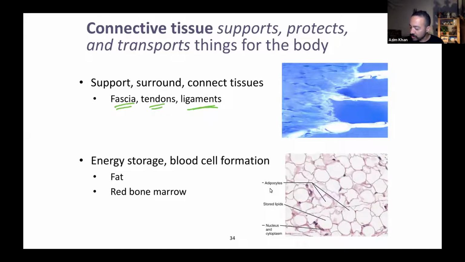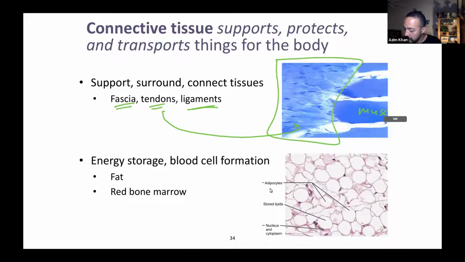In this picture, you can see it. This part right here is tendon. Here's muscle. That's one example of what connective tissue can do. It can support, surround, and connect. Fat is great for energy storage. Fat is also good for cushion and connection, but it's also great for energy storage. So there's another unique function.